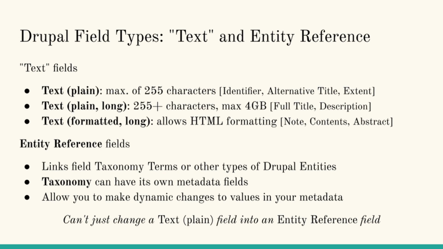There is text plain, which has a maximum of 255 characters. Starter Site uses that for things like identifier and alternative title and extent. There is text plain long, which can have more than 255 characters. I believe the spec is a maximum of 4 gigabytes, which is a lot of data. And that's used for the full title field and the description field. And then there's also text formatted long, which is like the previous, but allows HTML formatting. And you can see that in the note field, contents, and abstract.